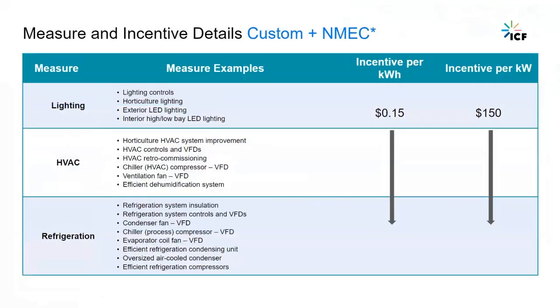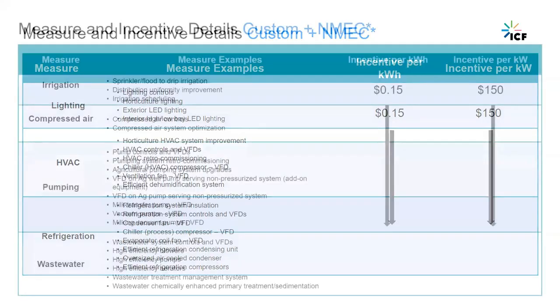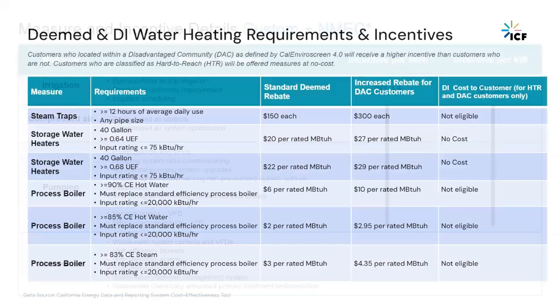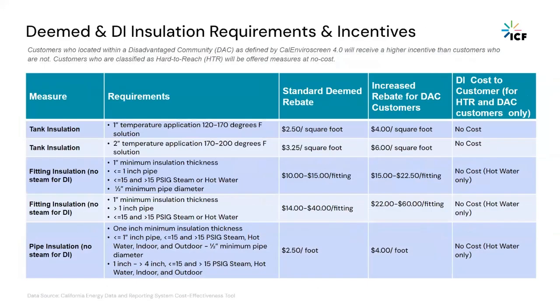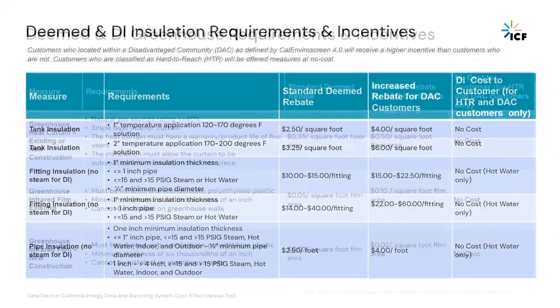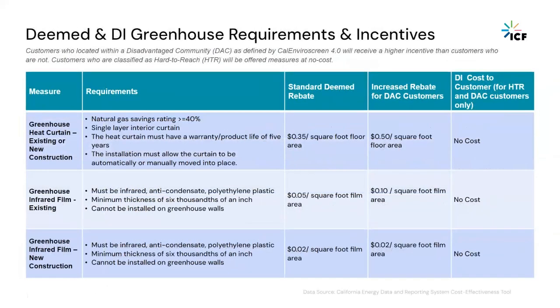Could you go to maybe 2 more slides, Bryce? So there's steam traps that we offer, water heaters, boilers themselves. That's included in post-harvest processing. Next slide. Any insulation. Next slide. Probably not heat curtains or infrared film, so next slide.